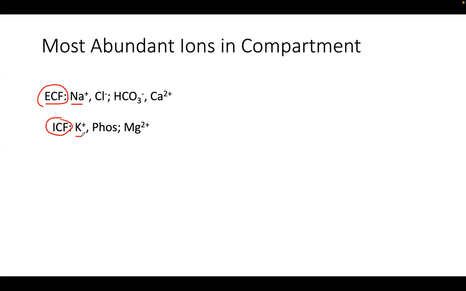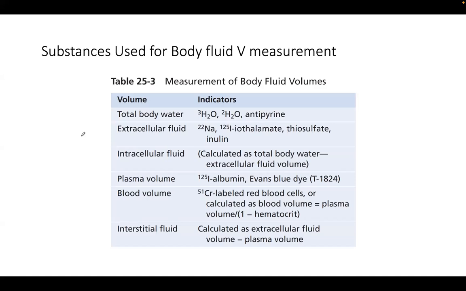Now, I'm sharing with you this very, very important table of the substances used for the measurement of body fluids. For body fluid volume measurement of total body water, which we abbreviate as TBW, we usually use antipyrine. For the ECF, we utilize inulin.